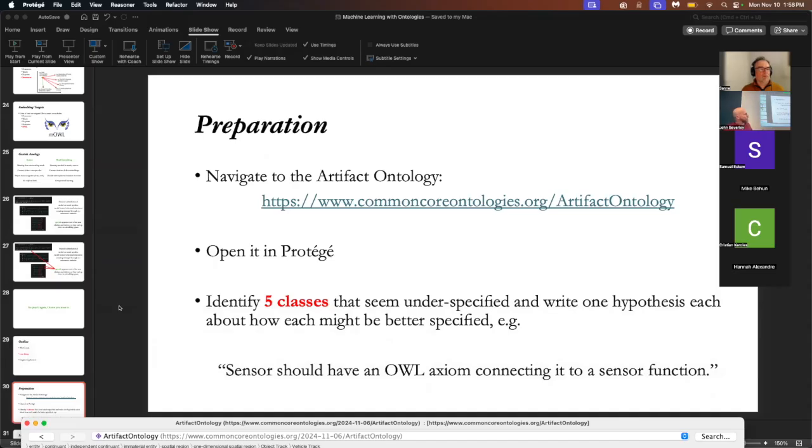Yeah. Identify 5 classes that seem underspecified, and by that, I mean underspecified with respect to their OWL axiomatization. I think there's another question about whether the OWL axiomatization they have is appropriate. I consider that also within scope here. But the easier case is thinking about the ones that just are missing axioms, insofar as you can infer axioms that should exist from the textual definitions. And you will find many of those.